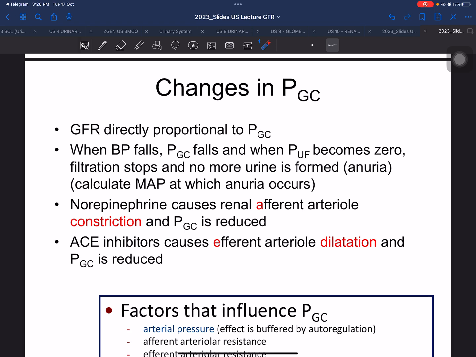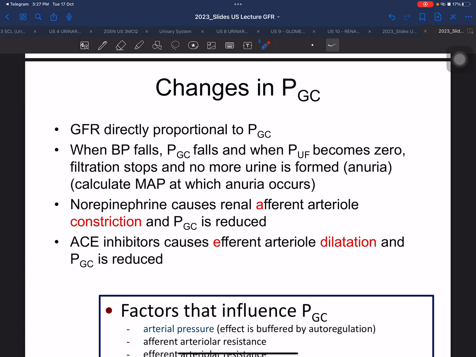When the blood pressure falls, remember it is determined by the blood flow as we said. So once the blood pressure falls, the hydrostatic pressure inside the glomerular capillary will also fall. So the net filtration pressure will become zero. Filtration stops, and when it stops there is no more urine because nothing is filtered. So this is what we call anuria.